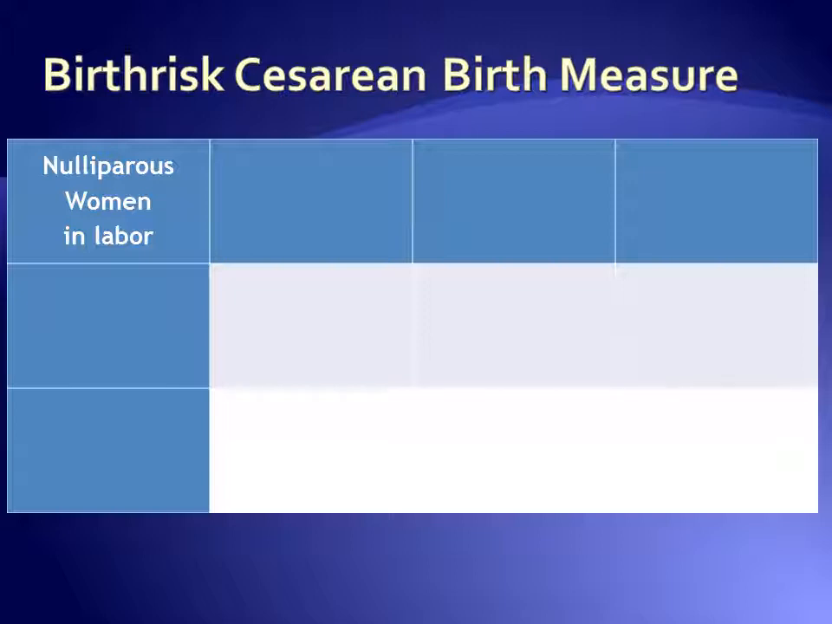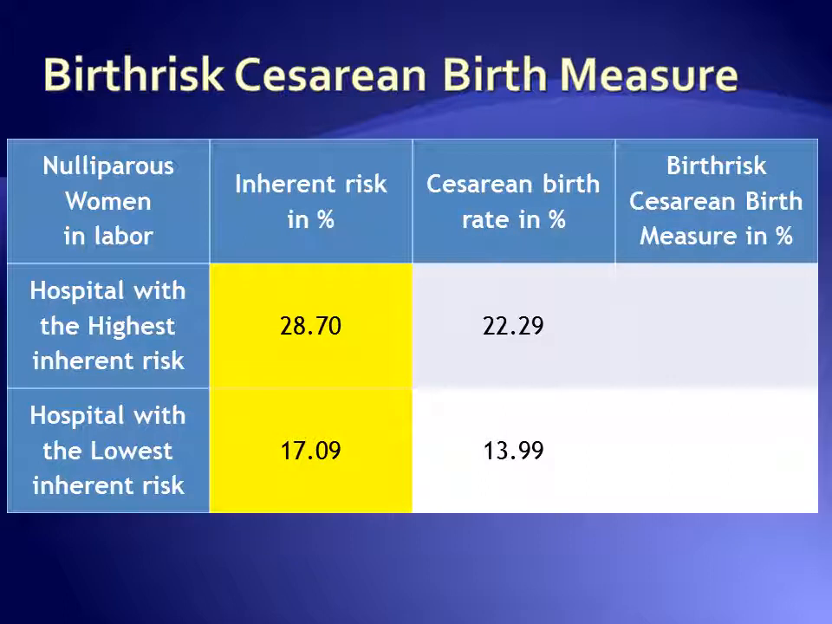Validation proves that the Birthrisk Cesarean Birth Measure is accurate and can therefore be used to evaluate the labor management strategies being used by obstetrical care providers at different hospitals. I started by looking at only nulliparous women in labor in New York State. I found that the hospital whose patients had the highest inherent risk had a cesarean birth rate of 22.29%, and the hospital whose patients had the lowest inherent risk had a cesarean birth rate of 13.99%.